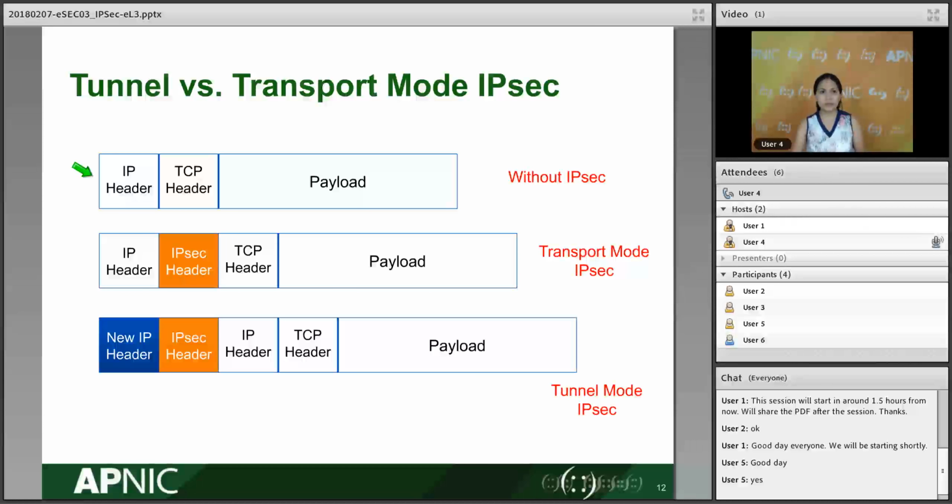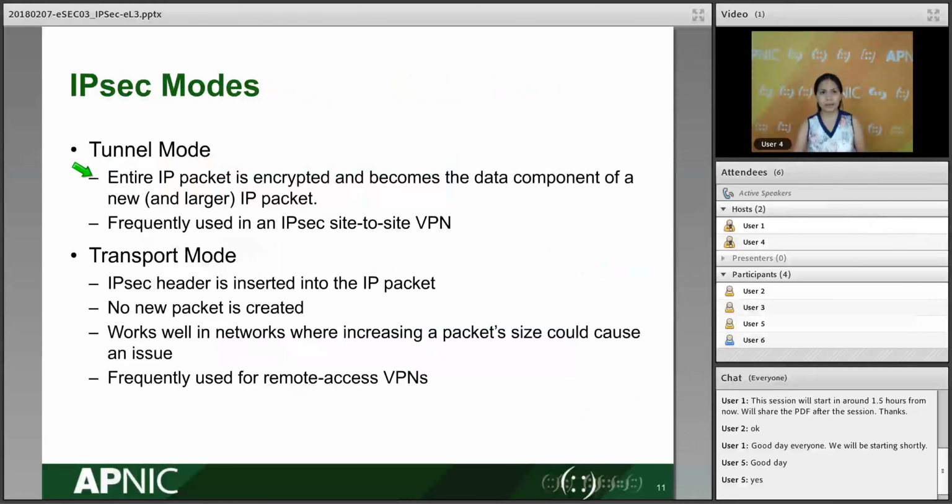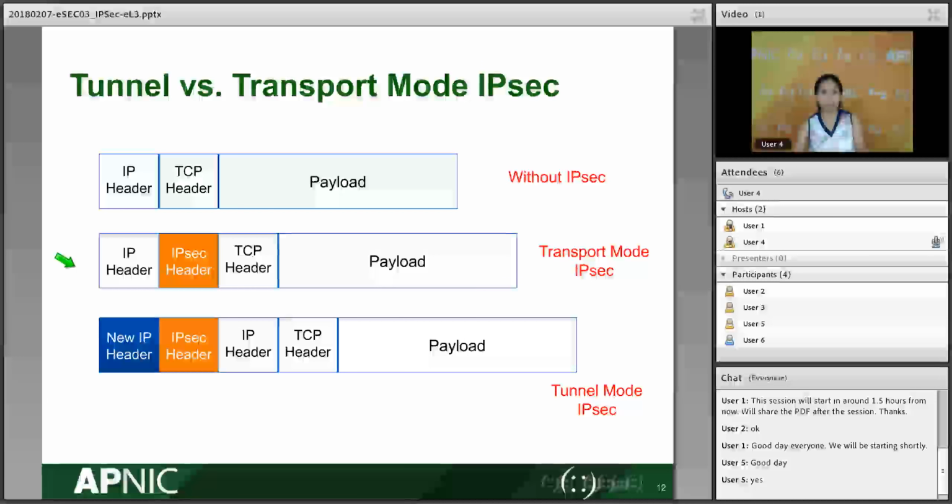The next one is transport mode. Let me go back quickly so that we can see the definition. In transport mode, the IPsec header is inserted into the IP packet. So no new IP header is created at this stage, unlike in tunnel mode. Going back to the diagram, it's this second one. Somewhere in between your original IP header and your original IP payload, you're just splitting them into two and inserting a new IPsec header.